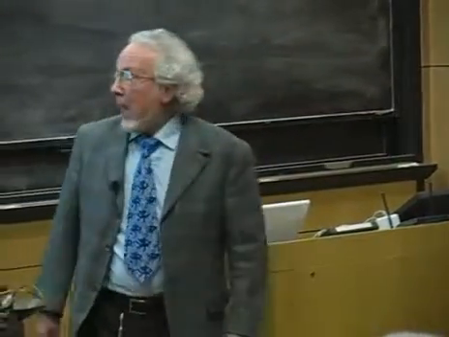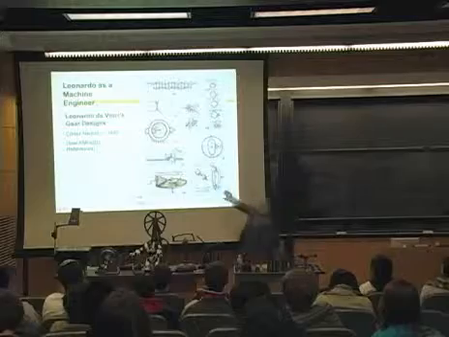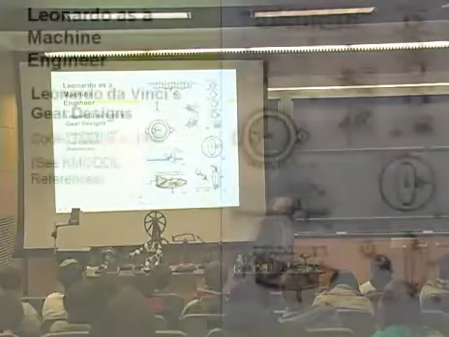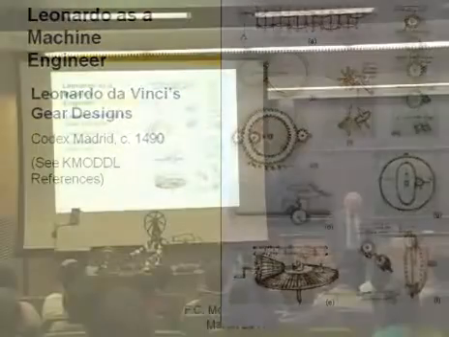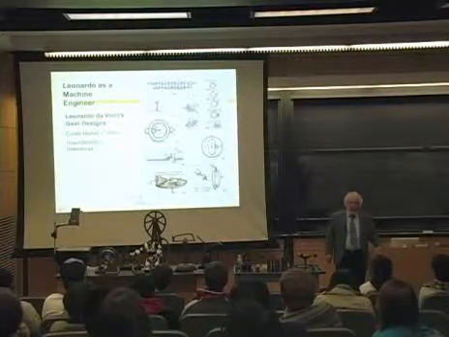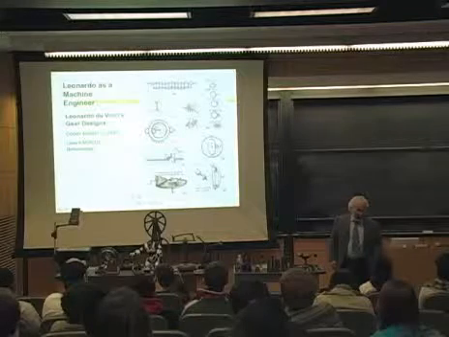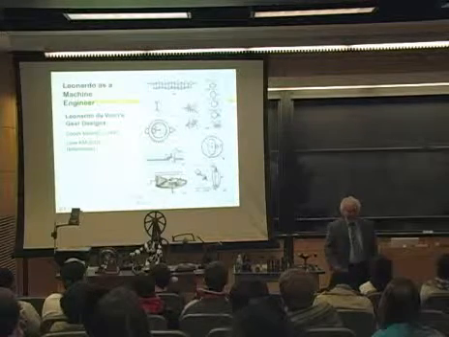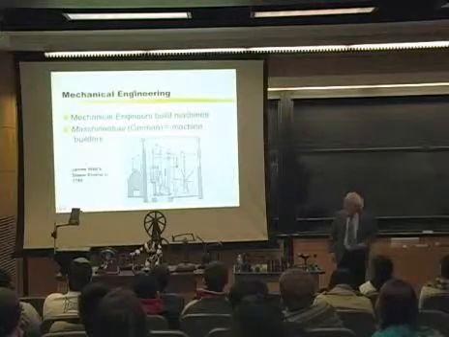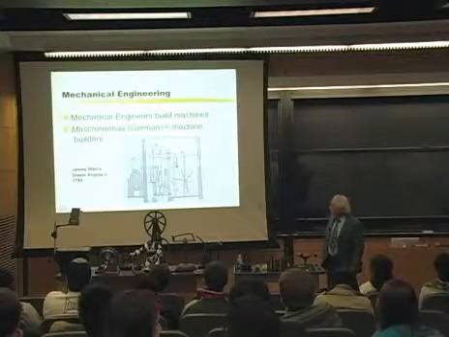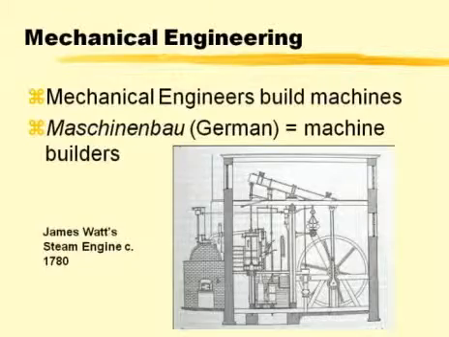Okay, and he loved gears. This is all the different gears you can find in Leonardo. So Leonardo was not only an artist, but he was also an engineer. In fact, he was hired by the Duke of Milan as an engineer, the royal engineer. And another one, of course, is James Watt, and this is a picture of his steam engine.